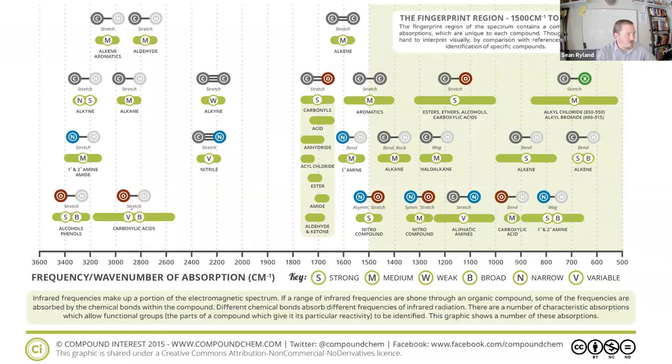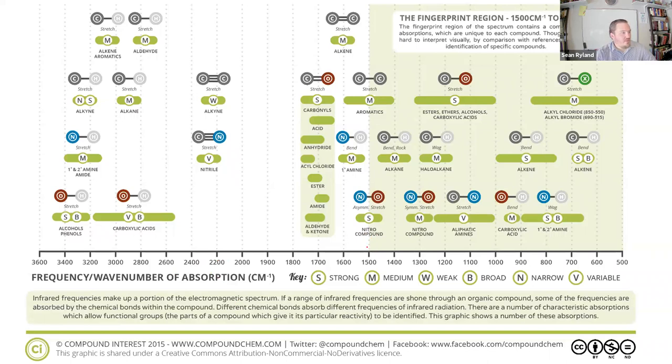This is another figure that has it arranged spatially as well, that is from Compound Interest, that chemistry blog that makes all these figures that look kind of like this. They have a lot of good resources for OCHEM. This has a lot of stuff that we're not going to get into yet. We haven't even talked about what a nitro compound is yet.